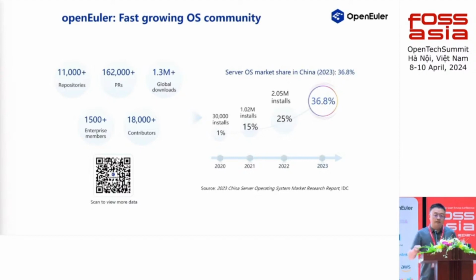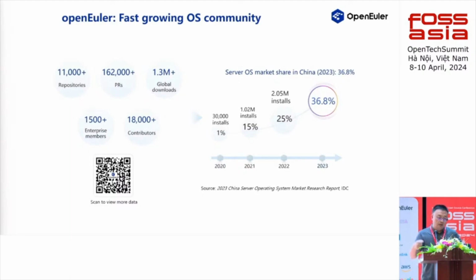This data was just updated this morning, and we can see we already have 11,000 repositories, 162,000 pull requests, and 1.3 million global downloads. And most important, we have more than 1,500 enterprise members, and we have 18,000 contributors. So openEuler is actually a very large community.